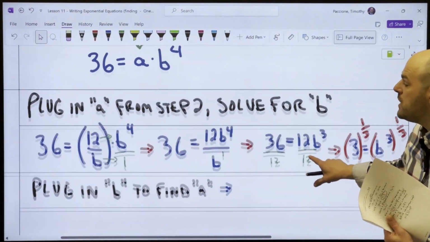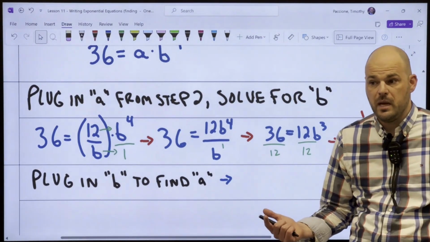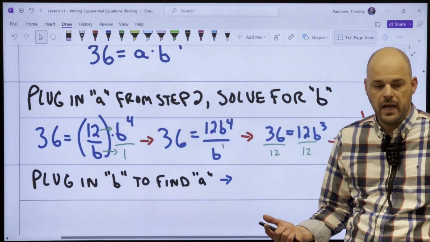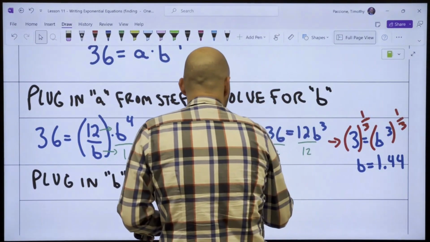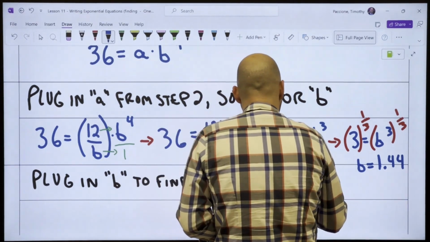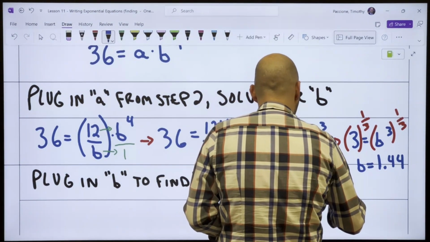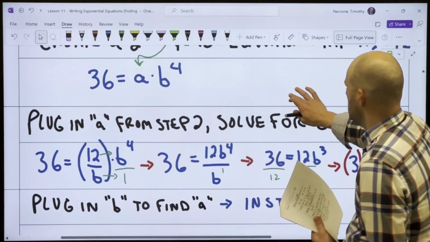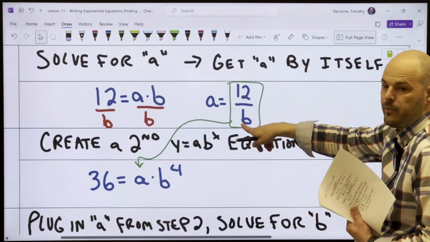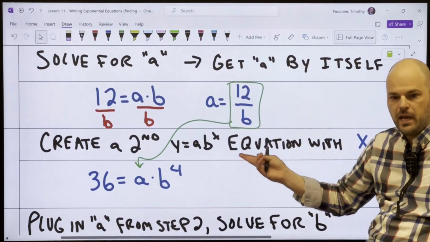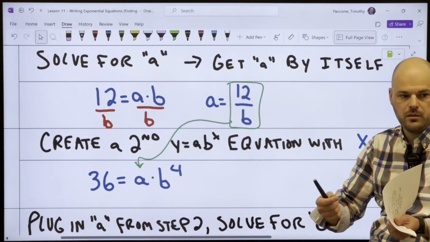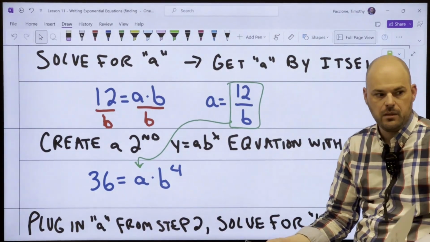Look, we're trying to find a, right? Do we have any equation on our paper that has a by itself already? Yeah, right. It's in step 2, right? And that's always going to be the case, right? You found a. A equals 12 divided by b. You just never knew what b was. Now you know what b is. Plug it in, enter, right? No reason to solve for a again, right?